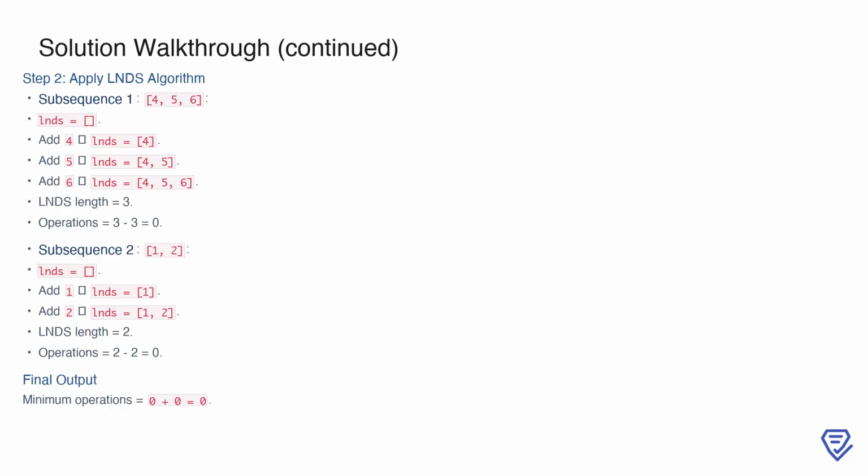Next, for the second subsequence, 1, 2, we follow the same process. We add 1 to the LNDS, then add 2, resulting in 1, 2, as the LNDS. Its length is 2, which matches the subsequence length, so again, no operations are required. Adding the results from both subsequences, the total number of operations for this example is 0.